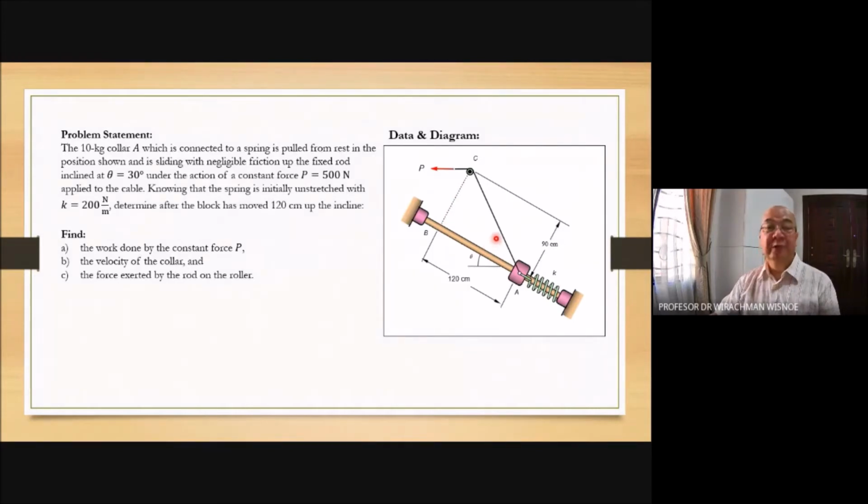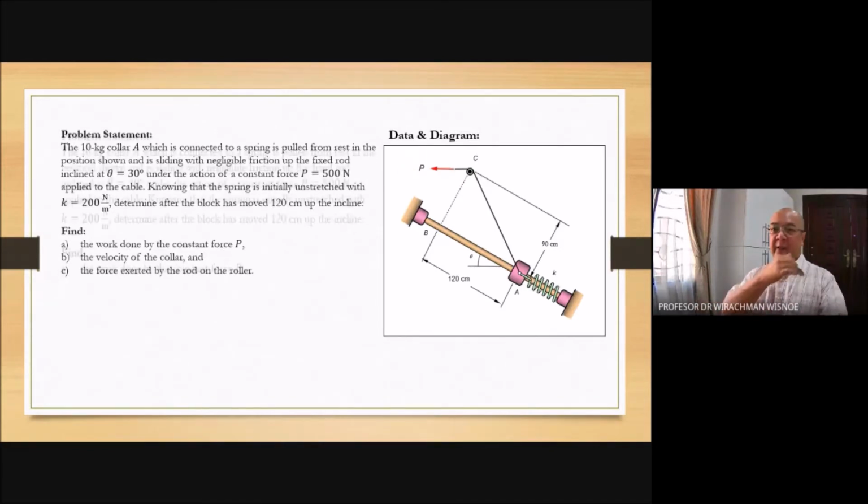To calculate the work due to this force P, you cannot use this angle because the angle keeps changing. To calculate the work done by the force P, I need to see this part. Suppose this is point E. When you pull, the cable will extend in this part. So knowing the extension, that is the displacement.